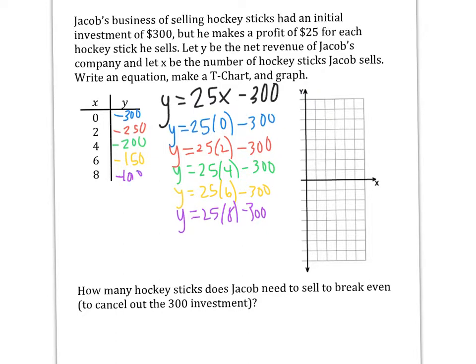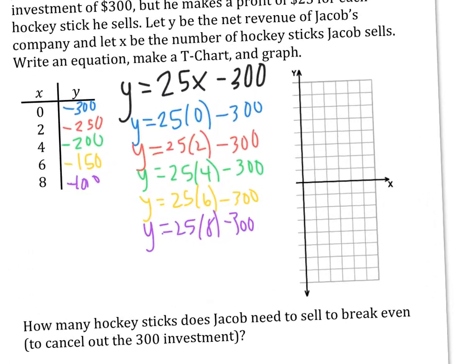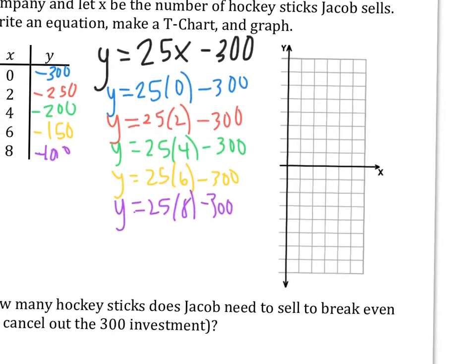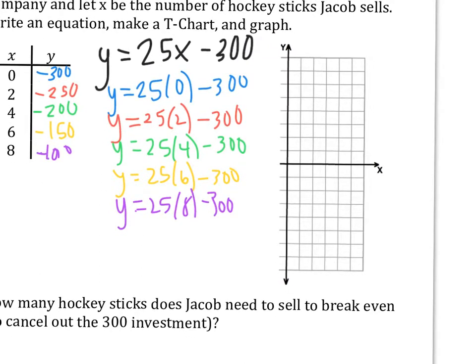So you can see our table increases by 50 each time we increase the number of hockey sticks sold. So if I want to make my graph now, again, see how I have a negative value for my y values, and that's because we can have a negative amount if Jacob doesn't sell any hockey sticks. So I am going to go ahead and label, and my x-axis is number of hockey sticks sold. And the y value is this net amount. So I'll do net amount in dollars.